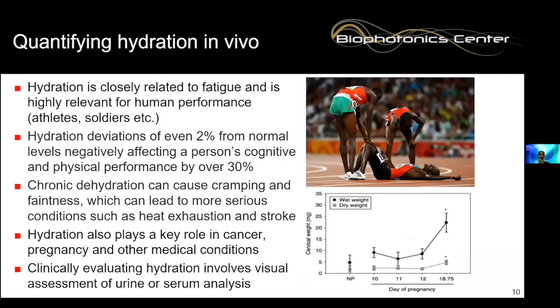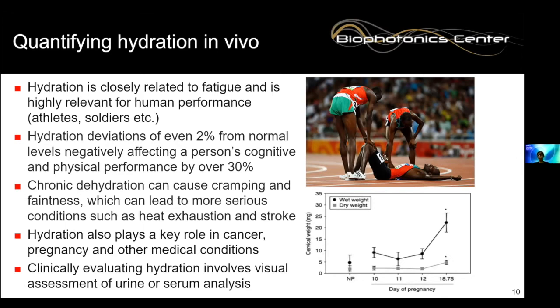So hydration is something that's closely related to fatigue in high performance athletes. European Cup soccer is going on. Congratulations, by the way, to England for winning yesterday. The Olympic trials are going on all over the place, with the Olympics coming up very, very soon. The Tour de France is going on. And if you've seen all of these athletes, hydration is key.